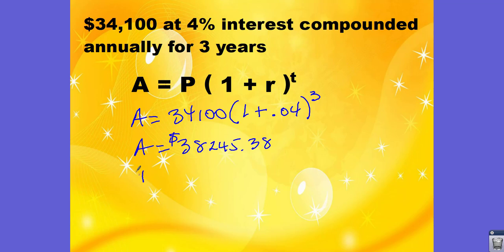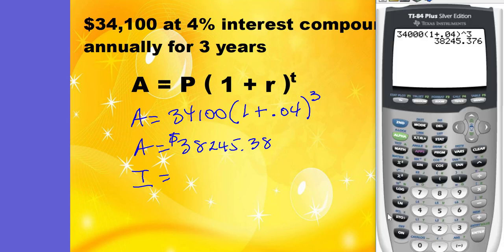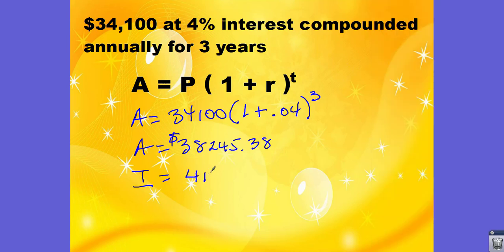Now, if I wanted to know just what the interest was, I would take this amount and subtract away the original $34,100. So minus $34,100, and we end up with the amount of interest of $4,145 and basically 38 cents. So that would be the amount of interest that we would pay back on that $34,100 loan at 4% interest if we carried it out for 3 years.